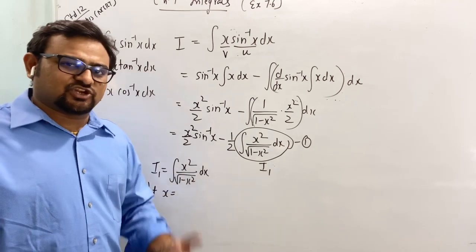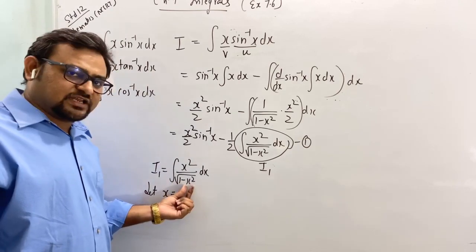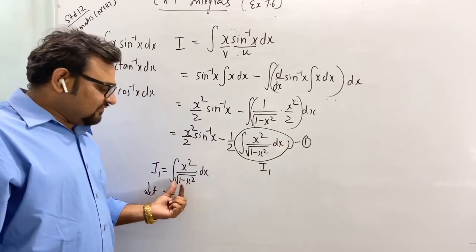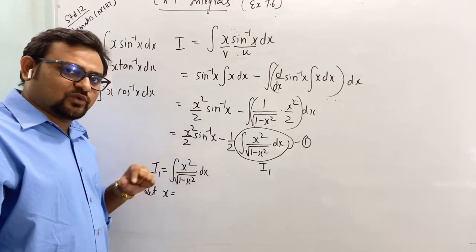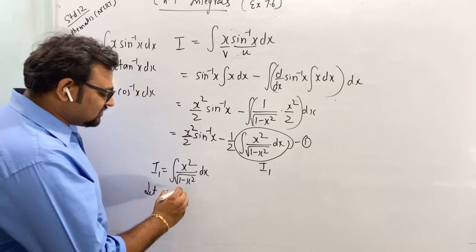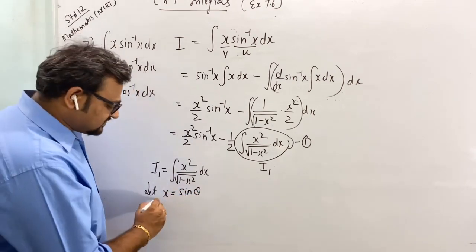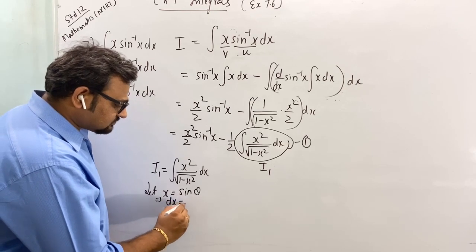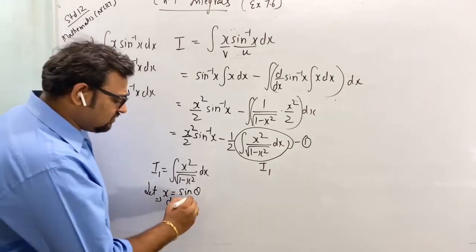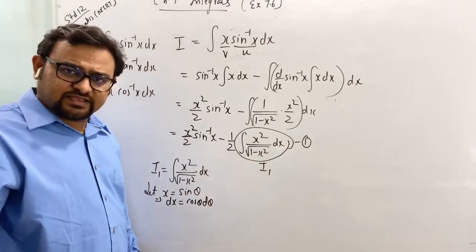See, in the inverse trigonometry chapter we have studied, right? If I assume this as cos theta or sin theta, then 1 minus cos square or sin square, the square root will be removed. Or for sin theta, 1 minus sin square is cos square. So let x equal to sin theta. So what does that imply? dx will be equal to cos theta d theta, right?